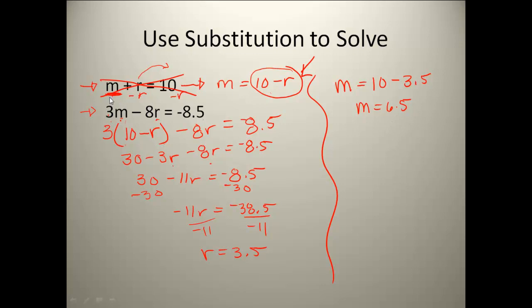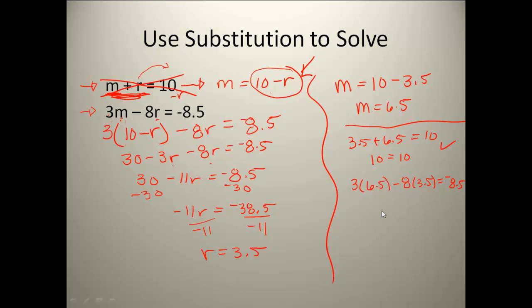So now I need to go back and check it. So I need to see, is m plus r, so is 3.5 plus 6.5, equal to 10? And I get 10 equals 10. So it works in my top equation. Then I need to check my next equation. If I take 3 times 6.5 minus 8 times 3.5, I need to get back a negative 8.5.